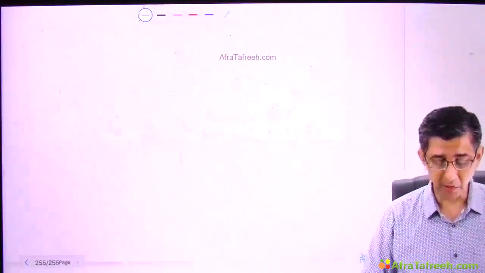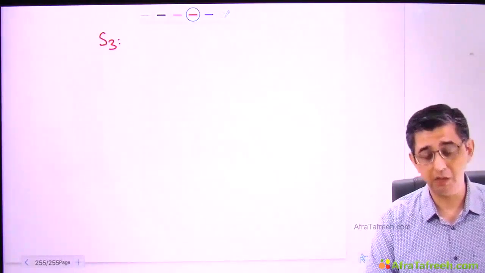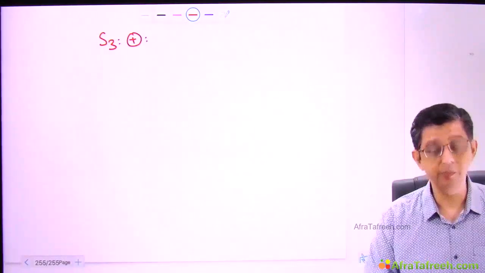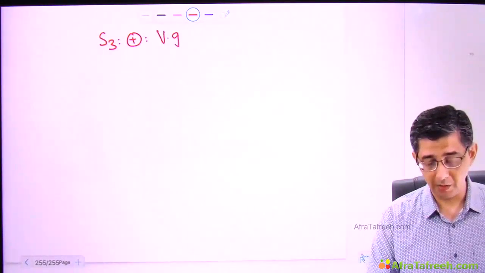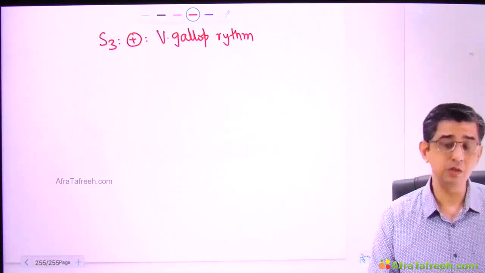Now I changed the side of my stethoscope. Initially I was using the diaphragm. Now I'm using the bell. And when I hear with the bell, I could hear a third heart sound also. The technical term that might be written here is ventricular gallop rhythm, and this tells you about development of heart failure.